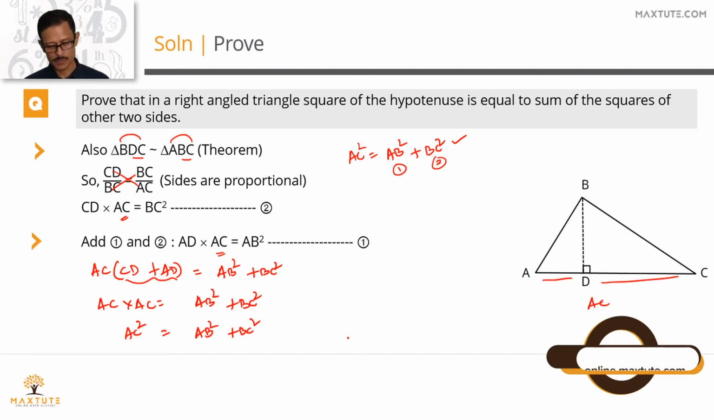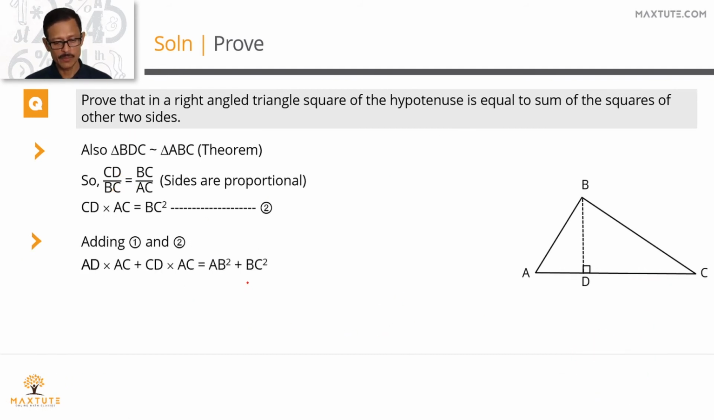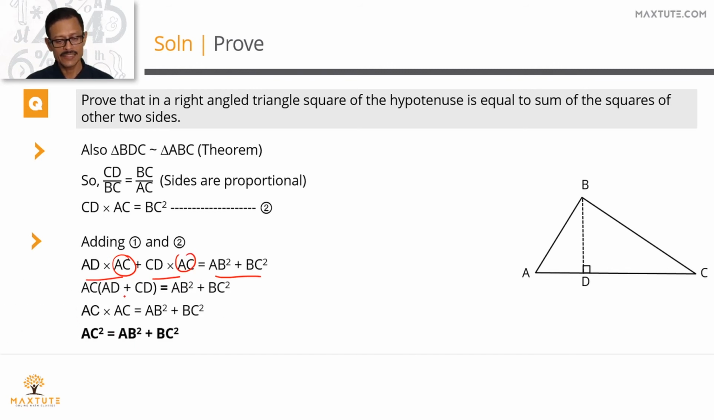Quickly run through this last bit in a printed form. We're adding these two equations. So on the right hand side, we'll have AB square plus BC square. Left hand side is AD into AC, CD into AC. Take AC common between these two terms and then make that AD plus CD to be AC. So AC square equals AB square plus BC square.